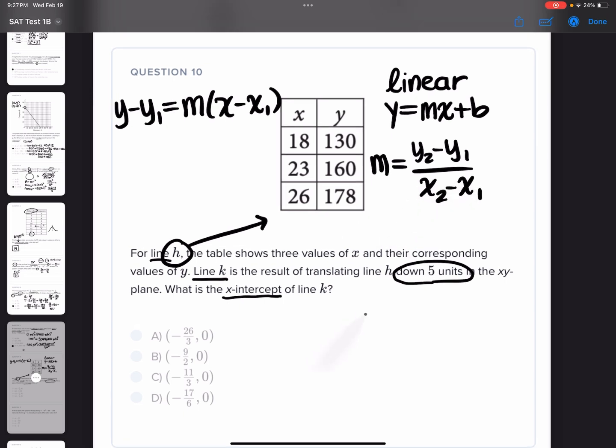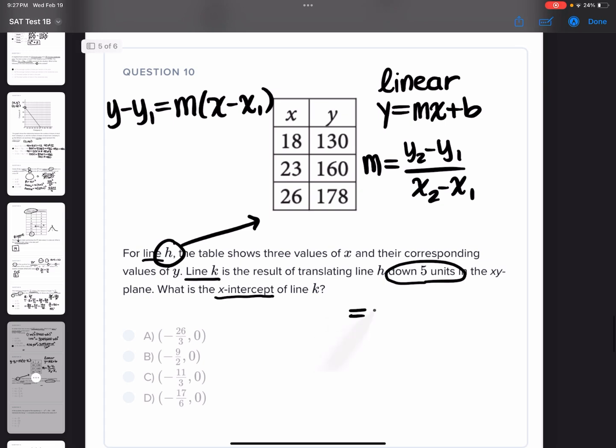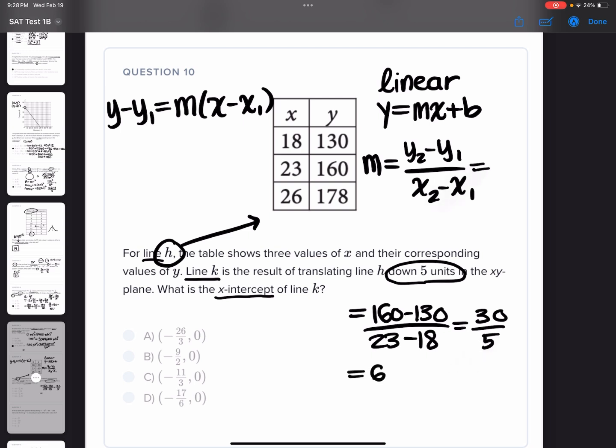That would be, sorry, I'm going to have to write down here, 130. Okay, maybe I don't want a negative number, so I take that back. I'm going to use 160 minus 130 over 23 minus 18. Now, of course, you can use any other values. These are just the closer ones and easier ones to subtract because they're smaller. 30 over 5. Therefore, our slope would just equal 6.